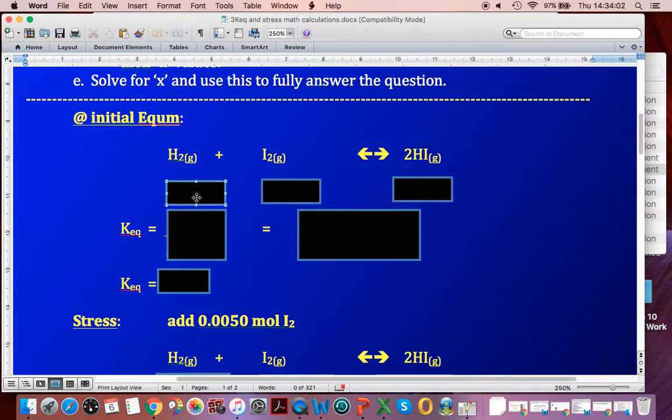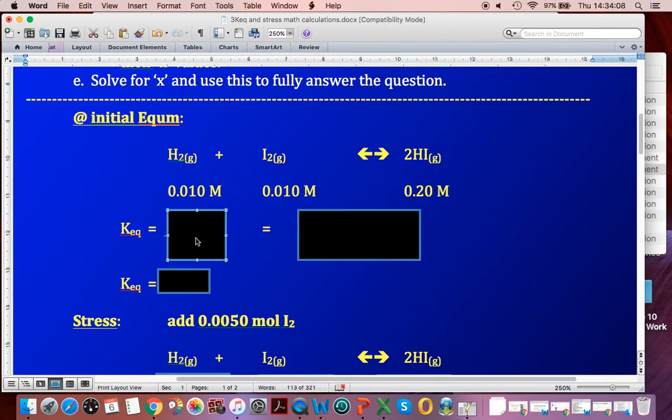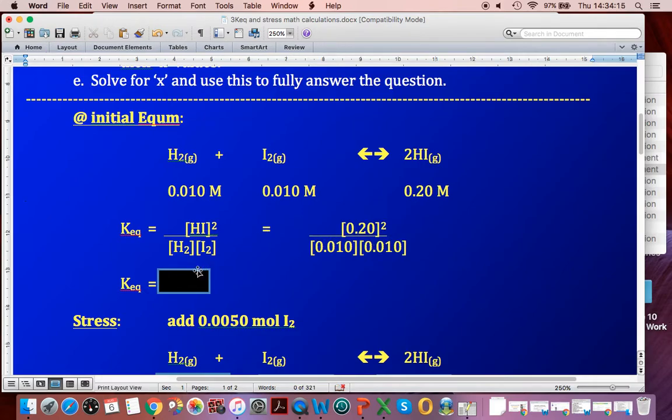So we start off nice and simply. So we go boom, and boom, and boom. And we say, here's our Keq expression, and we're going to substitute those numbers in. And you probably did not need a calculator when you look at those numbers. And you find it equals 400.